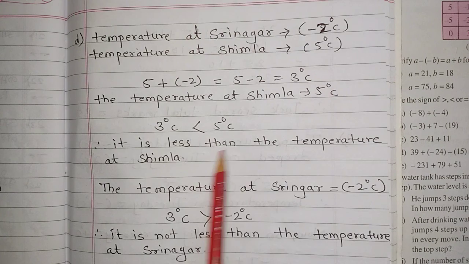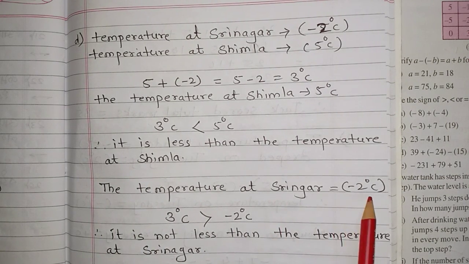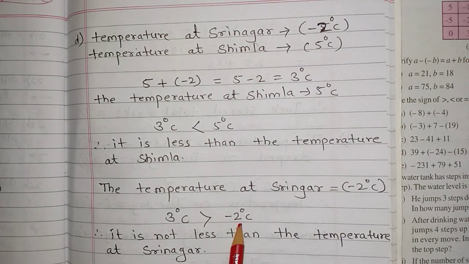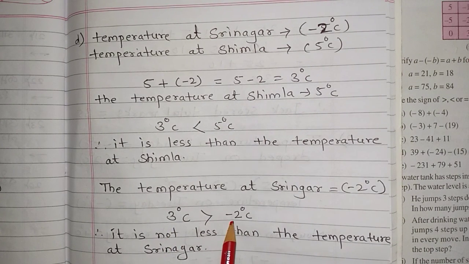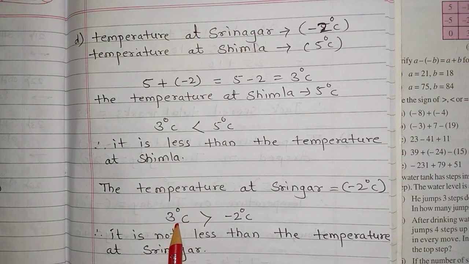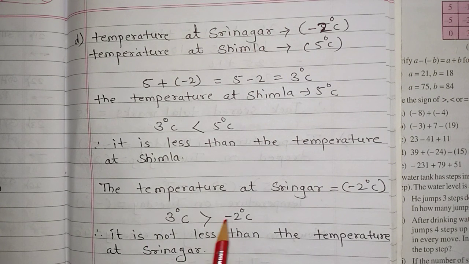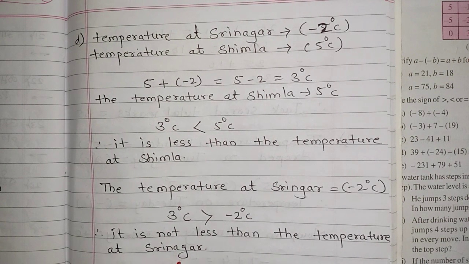Yes, it is less than the temperature at Shimla. The temperature at Srinagar is minus 2 degrees centigrade. So now let's compare the temperature at Srinagar and the sum of the temperatures at Srinagar and Shimla. It is 3 degrees centigrade and here it is minus 2 degrees centigrade. Whenever there is a positive integer and a negative integer, the positive integer is always greater. So it is not less than the temperature at Srinagar.